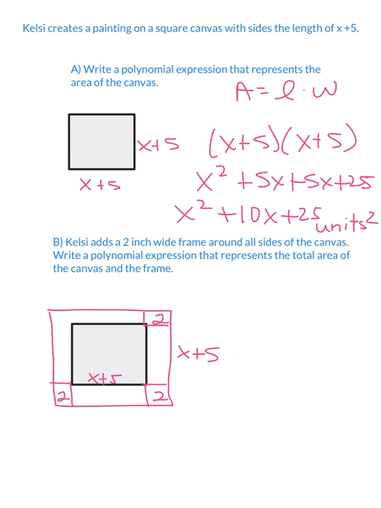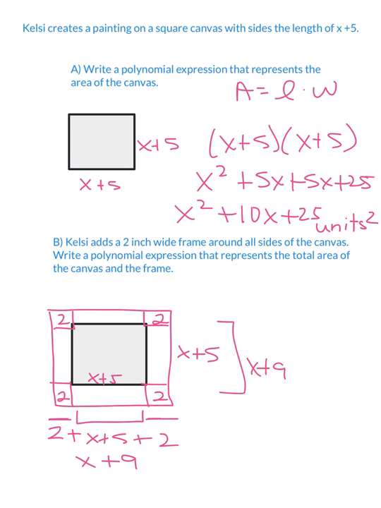Now looking at part B, it says Kelsey adds a 2-inch wide frame around all sides of the canvas. Write a polynomial expression that represents the total area of the canvas and the frame. So we know the canvas, the original length and width, is x plus 5. So that's this distance right here. If we add a 2-inch frame around the whole thing, I'm going to add 2 inches on this side and 2 inches on that side. So I'm going to add 2 plus x plus 5 plus 2. So that whole side becomes x plus 9. The same thing is going to happen on the other side. My original canvas is x plus 5 plus the frame will make that new width x plus 9.